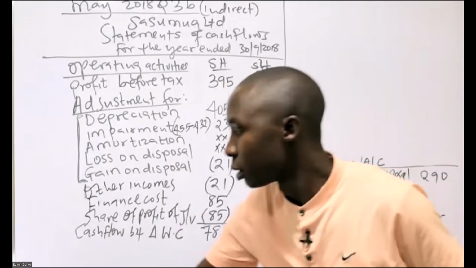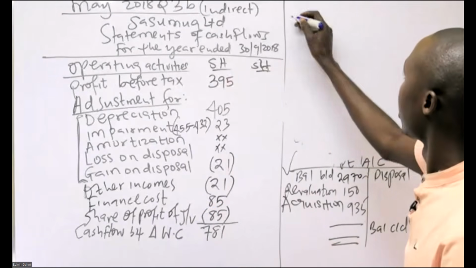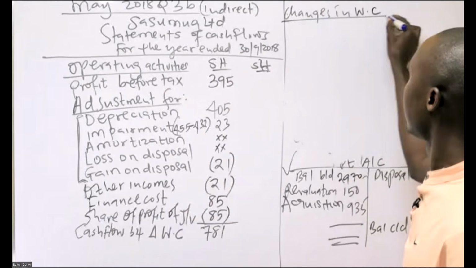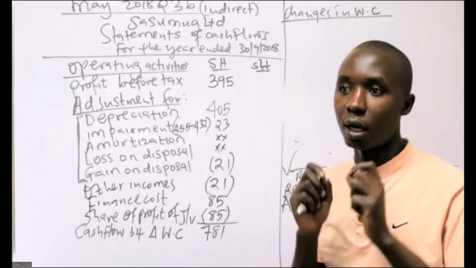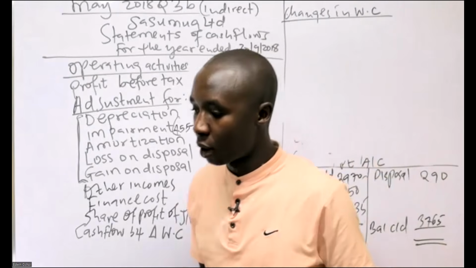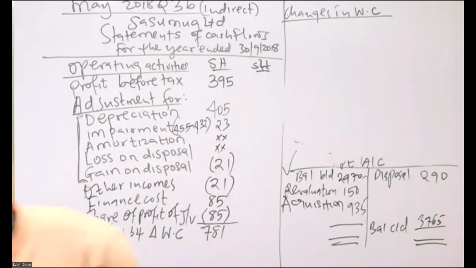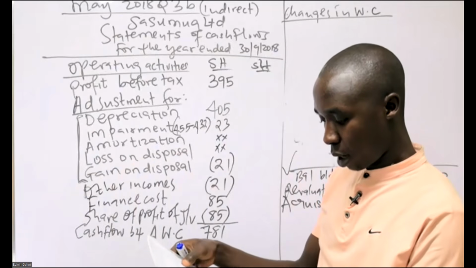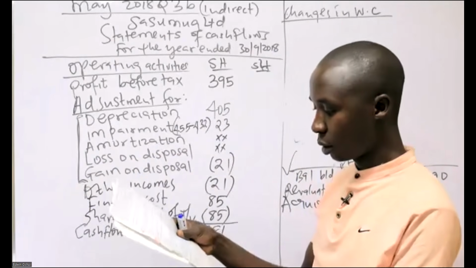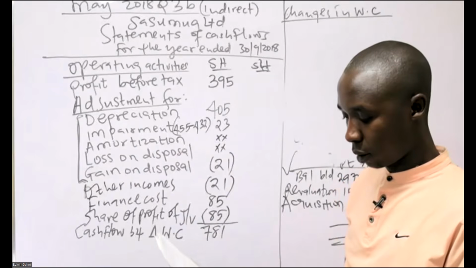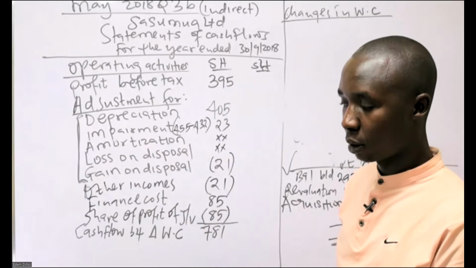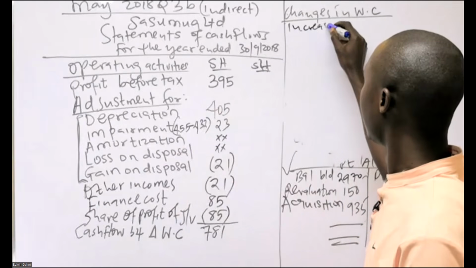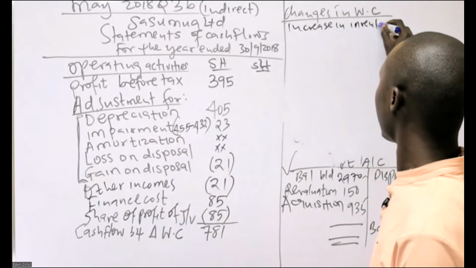Now we mentioned the changes in working capital. For the changes in working capital, we consider current assets and current liabilities. Under current assets, according to my past paper here, there's inventory. Is there an increase or decrease in inventory? Increase. By which figure? 42. So an increase in inventory.